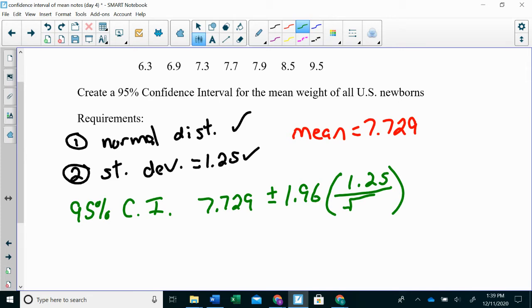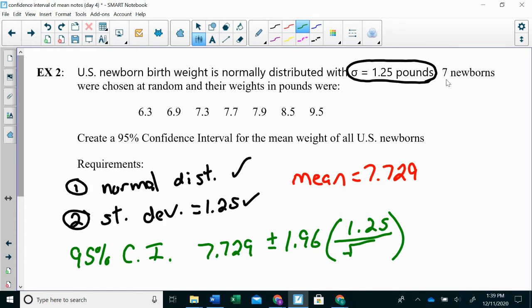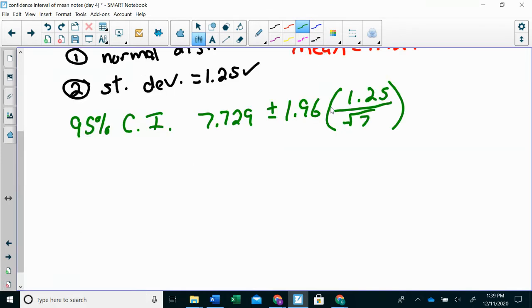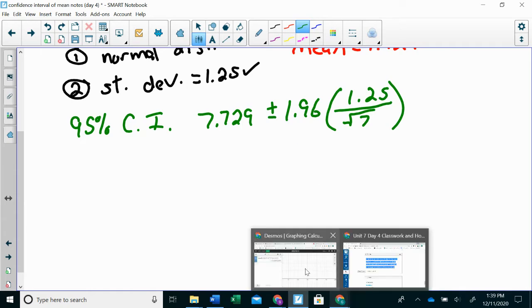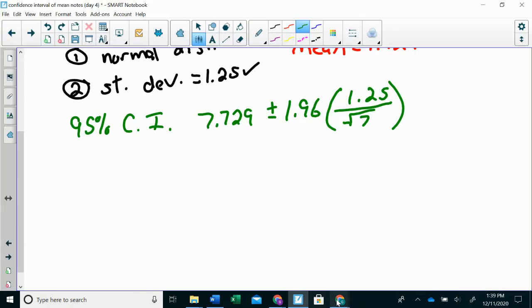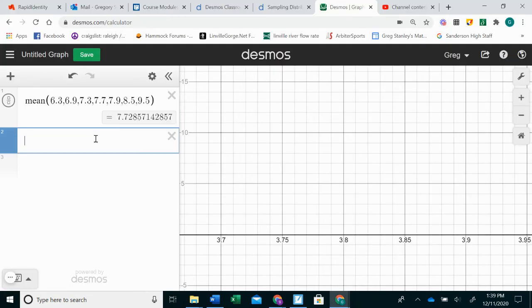What is our sample size for this problem? Well, lo and behold, 7 newborn babies were chosen at random. There is our sample size. There is our letter N. So divided by the square root of 7. Now I can go back to Desmos and let Desmos crunch these numbers for me. I just need to know how to use the technology available.